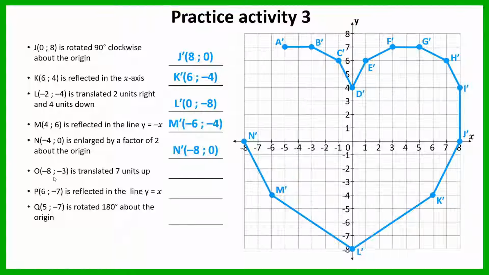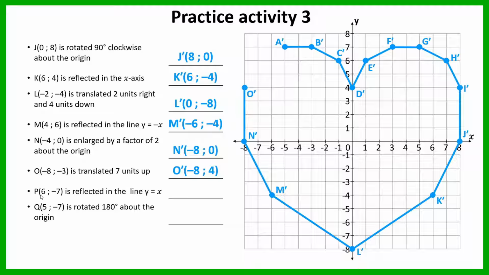Then O is negative 8, negative 3. So over here I've got negative 8, negative 3. And it needs to be translated 7 units up. So I've got 1, 2, 3, 4, 5, 6, 7. That gives me this point, which is the coordinates negative 8, 4. So that's the point O prime, negative 8, 4. And I plot it and join it up. And then I'm almost done.